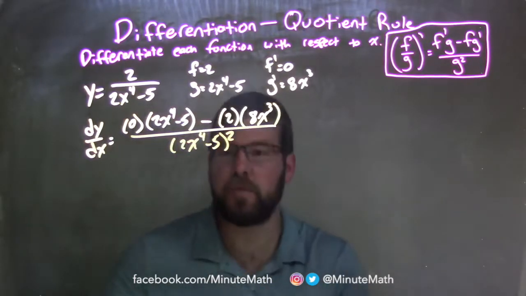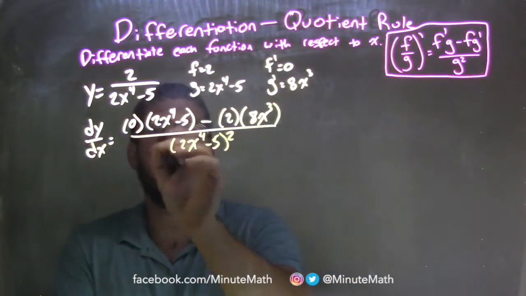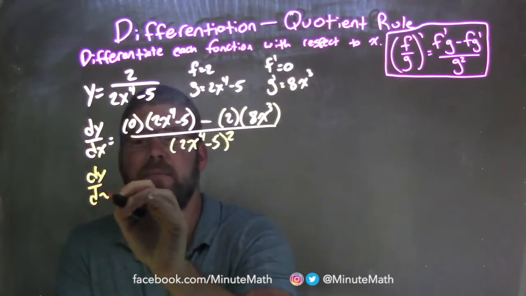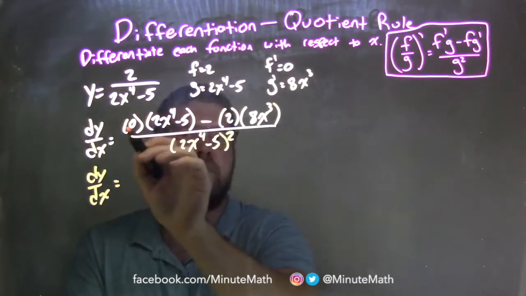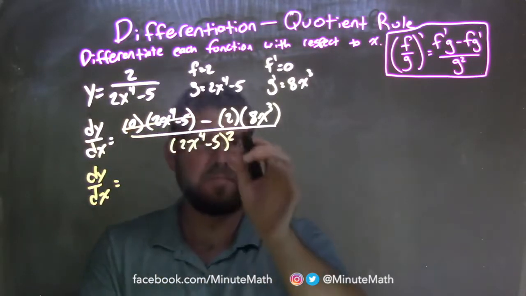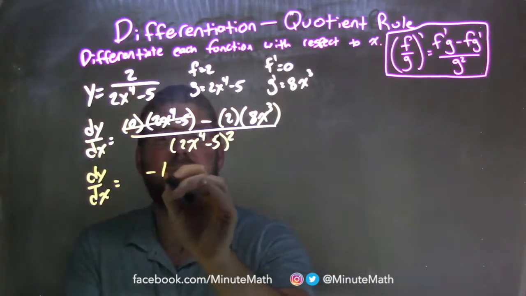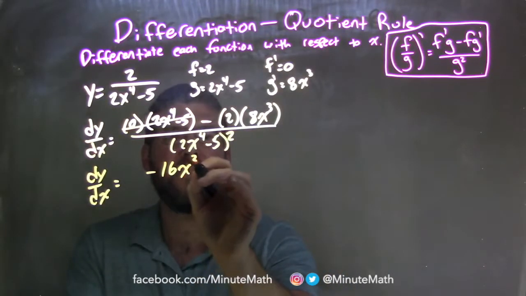So now let's simplify that, okay? Well, 0 times this whole part is just 0, so we don't really need that. So we have our dy dx here. That just kind of goes to 0. I'm going to write that out. And then 2 times 8 is 16. It's a negative, so we have negative 16 here, x to the third.